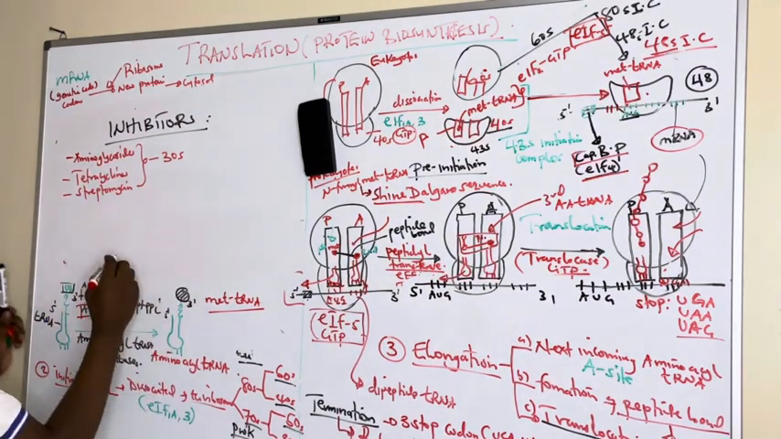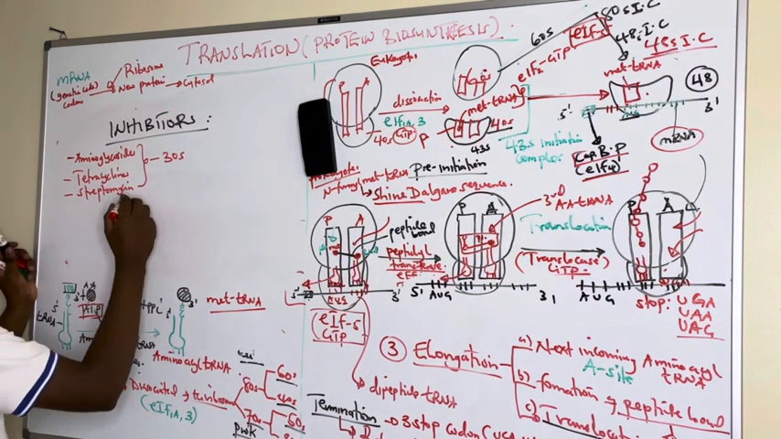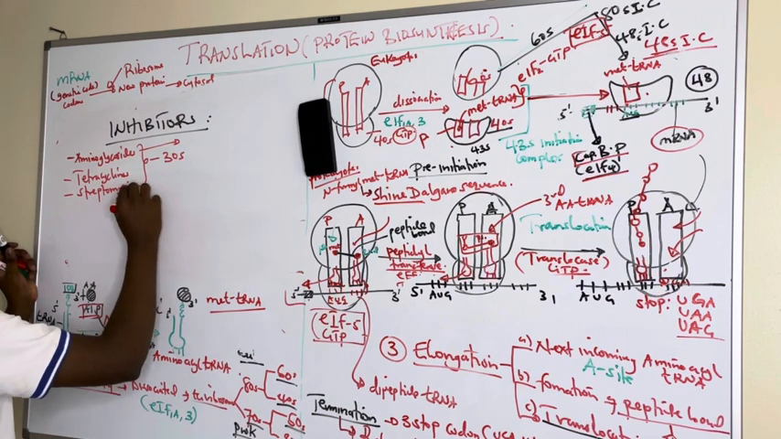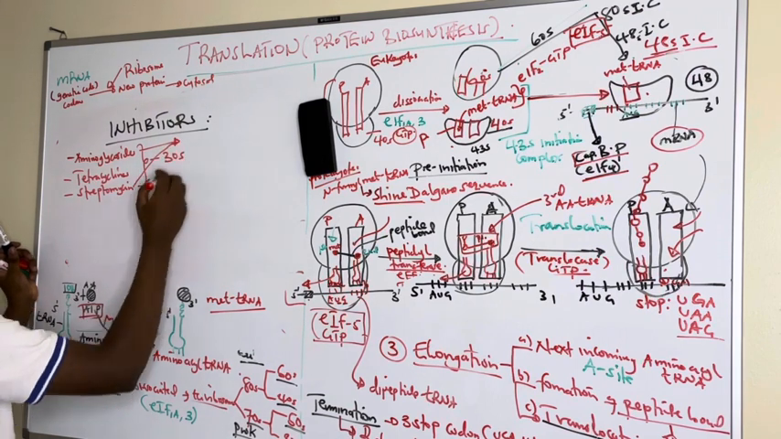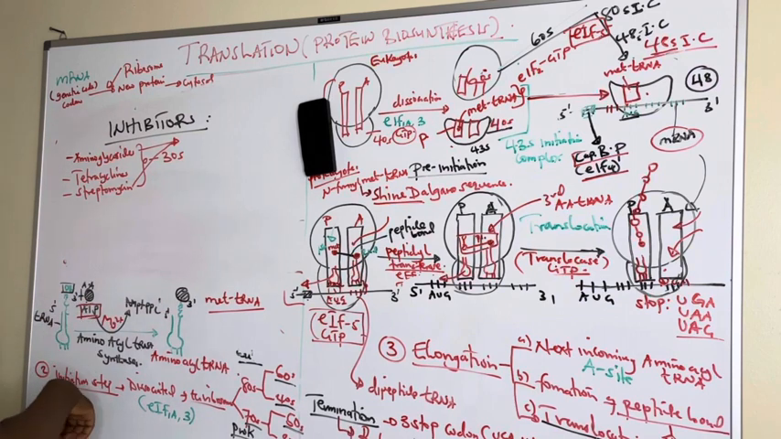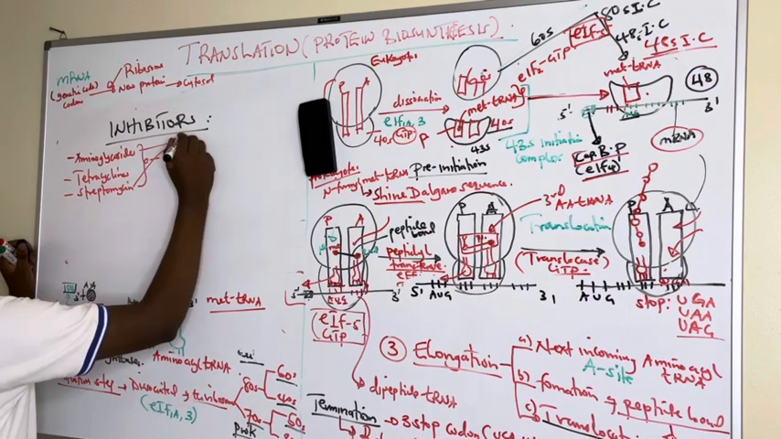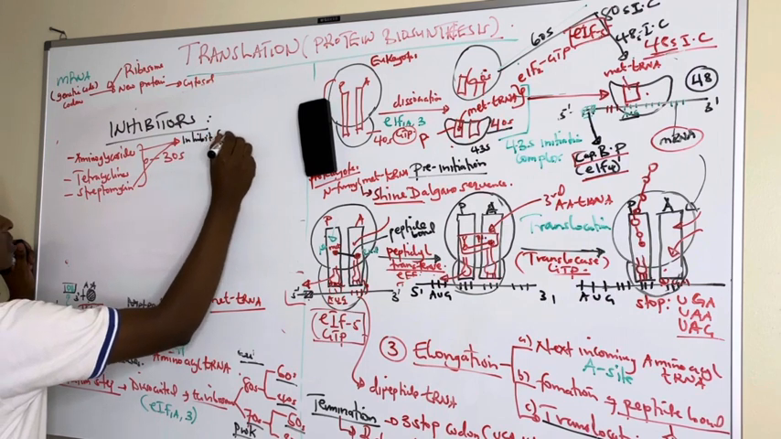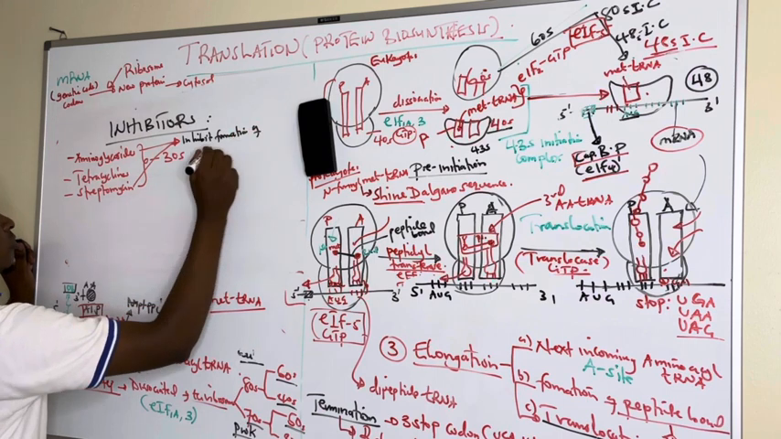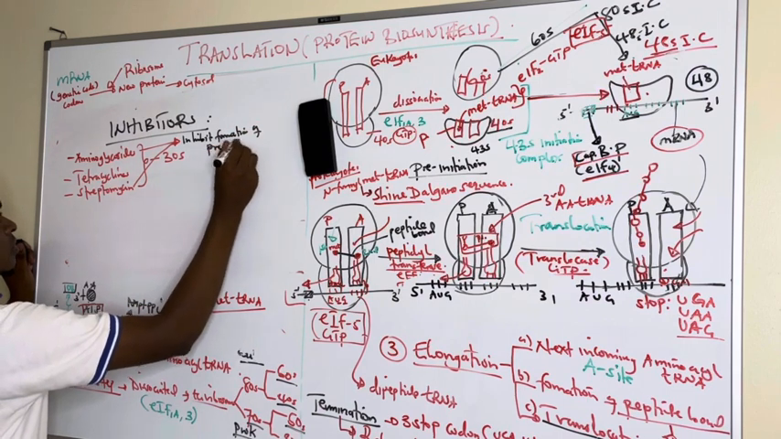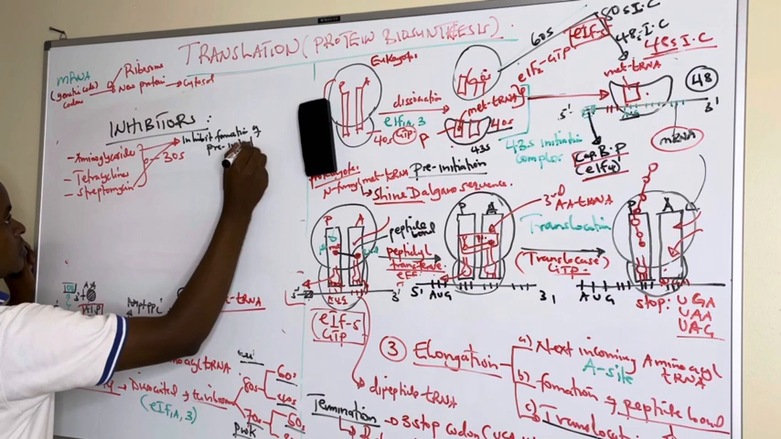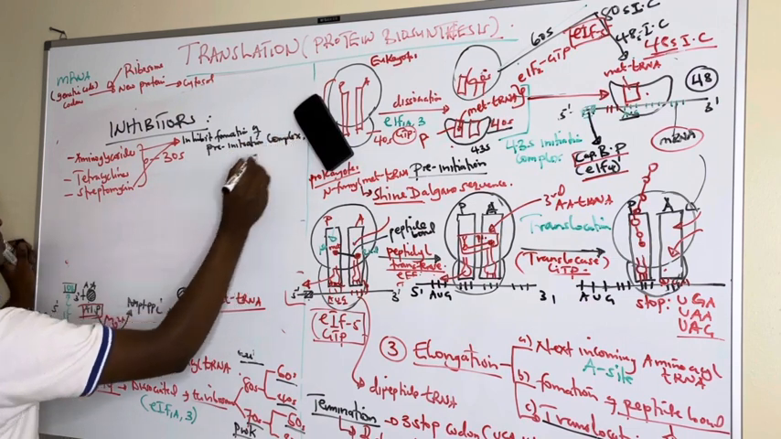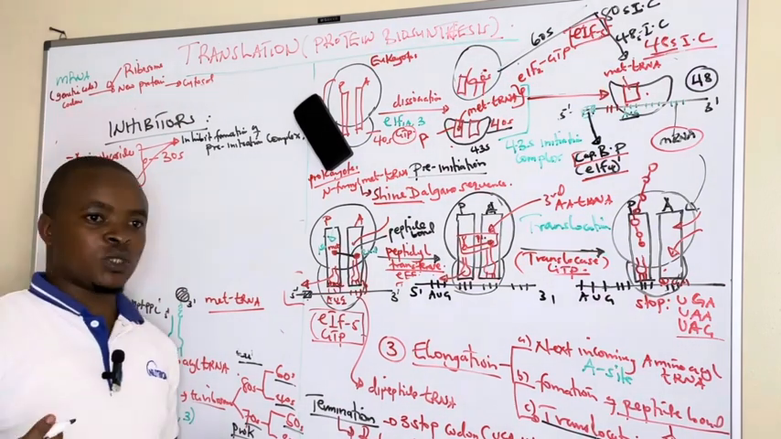And when they bind to 30S, we're going to see the aminoglycosides like gentamicin and streptomycin preventing the formation of the pre-initiation complex. These guys inhibit formation of the pre-initiation complex. And without the pre-initiation complex, we cannot synthesize proteins.